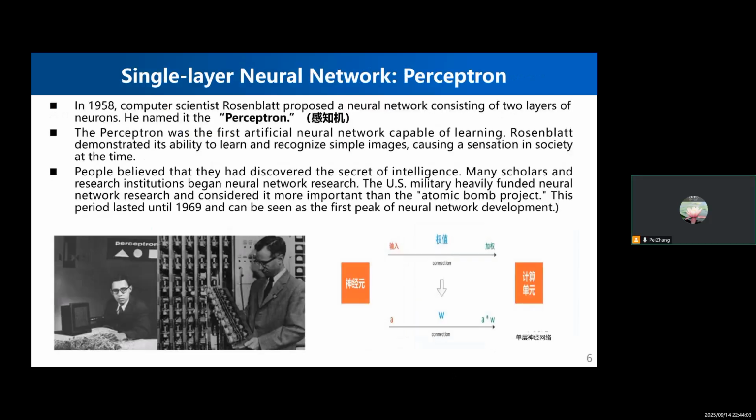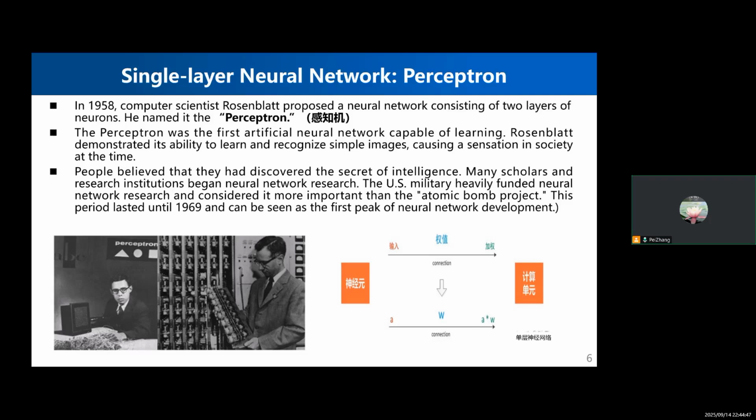In 1958, computer scientist Rosenblatt proposed a neural network consisting of 2 layers of neurons. He named it the perceptron. The perceptron was the first artificial neural network capable of learning. Rosenblatt demonstrated its ability to learn and recognize simple images, causing a sensation in society at the time. People believed that they had discovered the secret of intelligence. Many scholars and research institutions began neural network research.